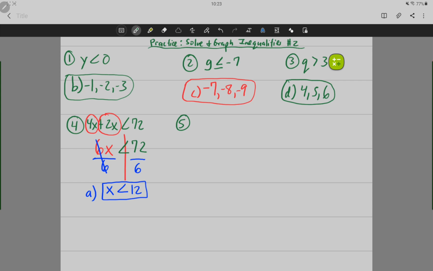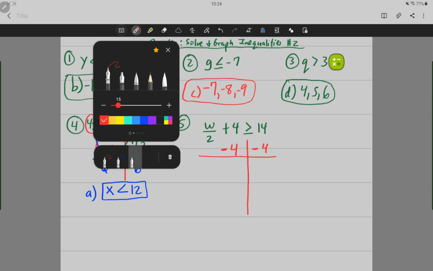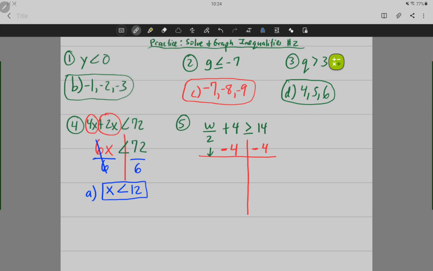Okay, number 5, we have another inequality to solve. This one says w over 2 plus 4 is greater than or equal to 14. So same first step, inequality symbol, draw the line. Next, we want to get w by itself, but there is another term next to it. We're looking at the constant, which is positive 4. The opposite of adding 4 is to subtract 4. So we need to subtract 4 on both sides. We haven't done anything with the w over 2, so let's bring that down for now.